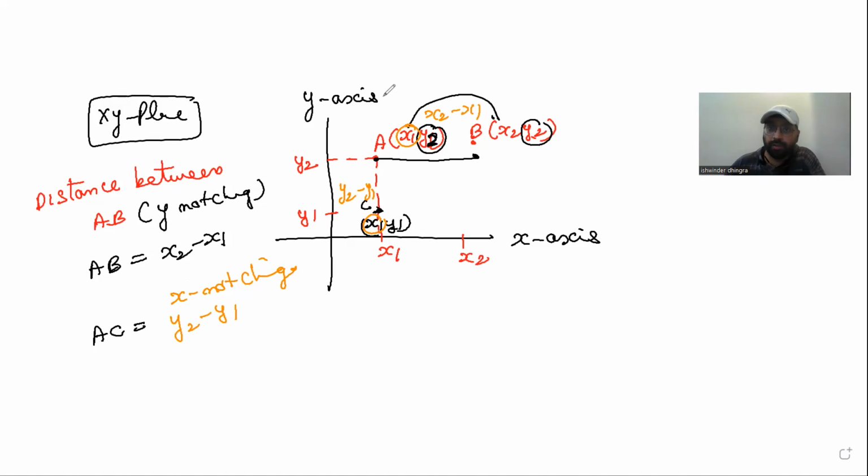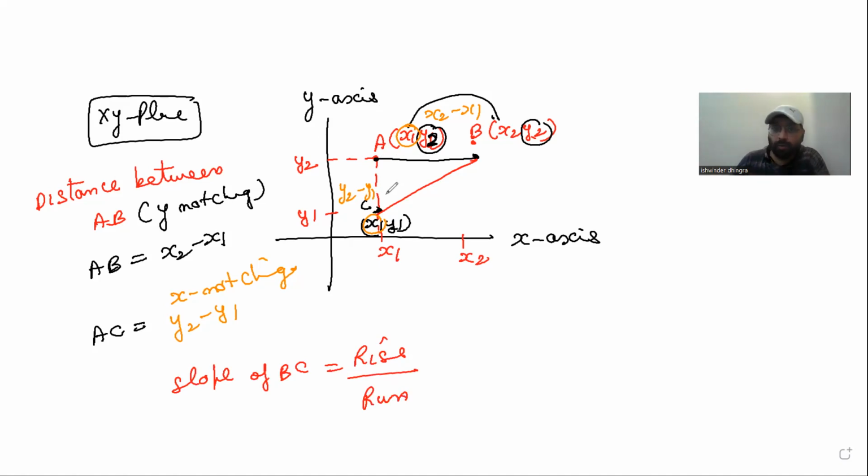Now, let's suppose I join these 2 points, and I'll use a different color. Yes or no? Now, there are 2 things I'm going to discuss over here. First of all, let's suppose I want to find out the slope of the line BC. The slope is always equal to what? Rise upon run.